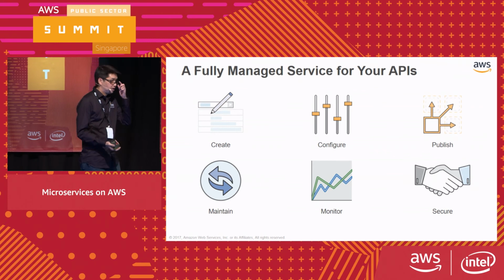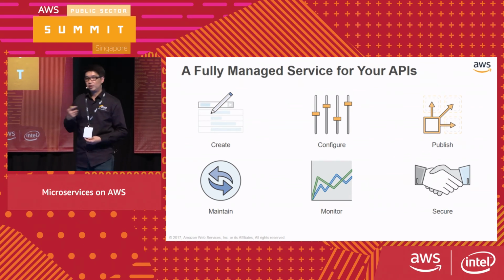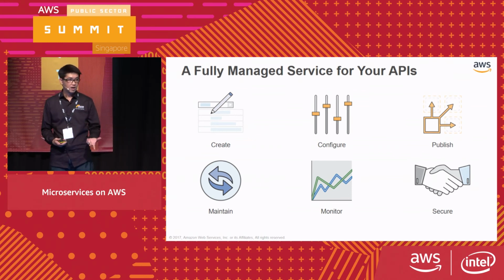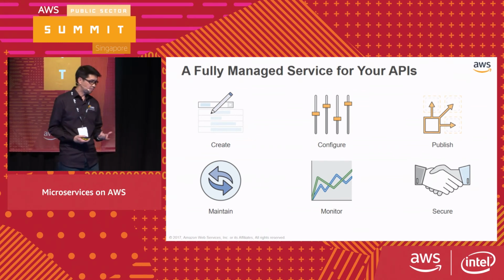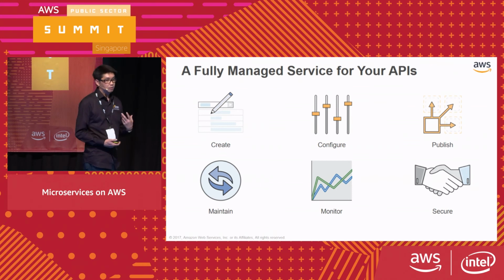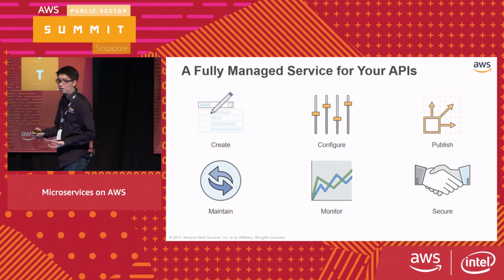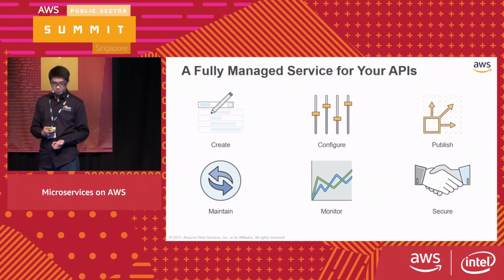What you need to do is configure the API itself, whether it's triggering an AWS Lambda function, calling AWS service APIs, or even exposing any accessible web services. It could be a web service running in containers itself or on Amazon ECS. Next, you will publish it. So how do you publish?